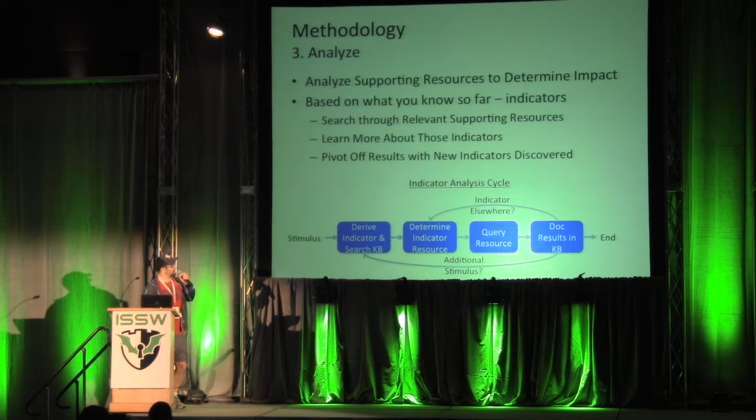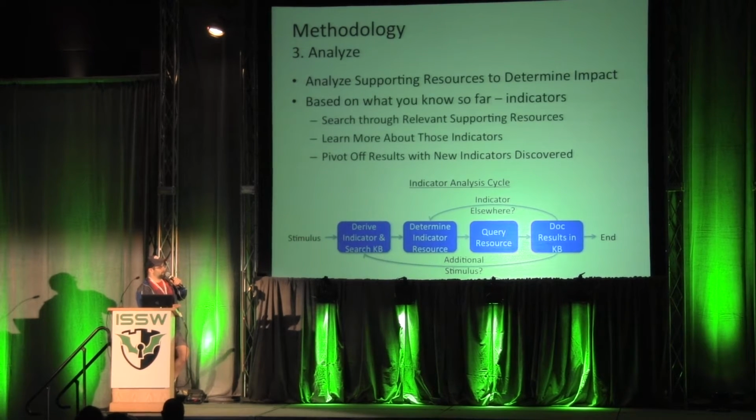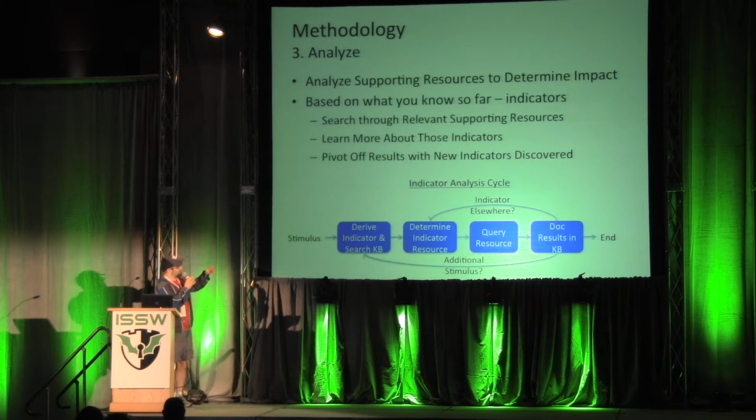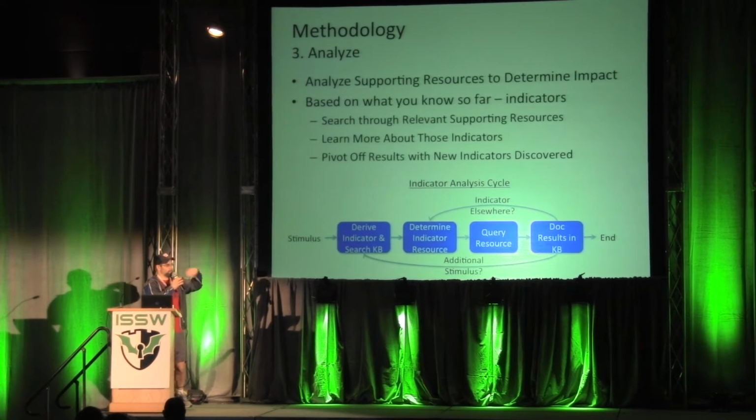The next step is to document the results in the knowledge base. Now, two things can happen at that point. Maybe that indicator could occur elsewhere in another resource, so that's another trail you could go off on. Or as part of your query, you discover another indicator that you can pivot off of. That just cycles back to where you search your knowledge base, determine the indicator resource, and query the resource. And so you do this over and over.